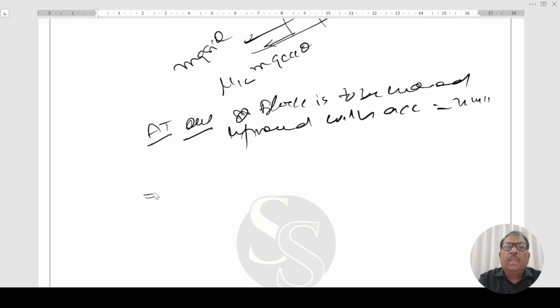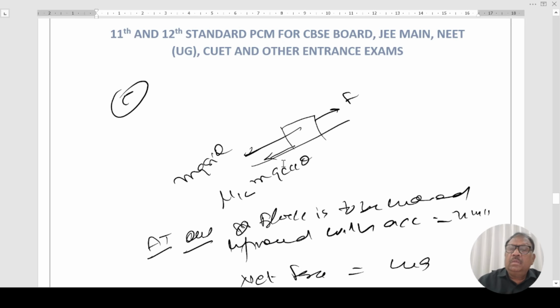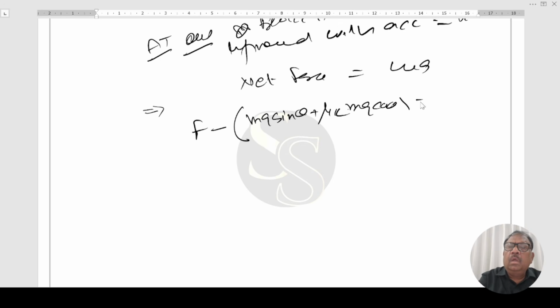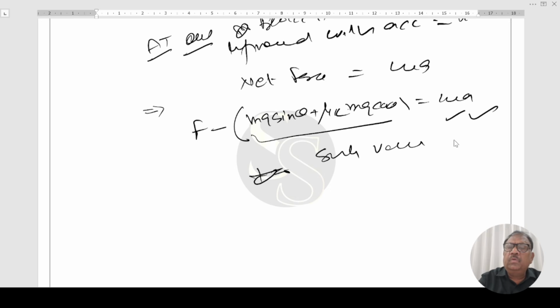In that case, net force will be m into a. What will the net force be in this case? Upward is needed for motion, so this minus F minus mg sin theta minus mu k mg cos theta equal to m into a. This is given, every parameter we will find, substituting values, find F. F comes out to be 84 Newton.